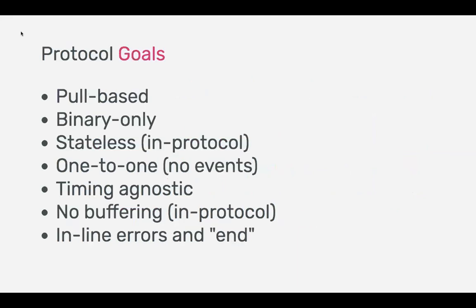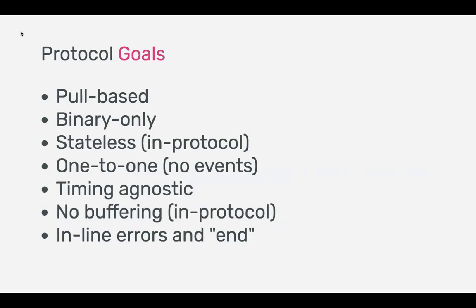So the goal of this effort is to make a protocol that's pull-based, that is binary only, so that we don't need to worry about object mode. Stateless as much as we can get to, so any state is passed in the protocol. We don't need this wild state machine. That is as one-to-one as possible, so there are no event emitters, because those also cause wild multiplexing issues, and it's very unpleasant.